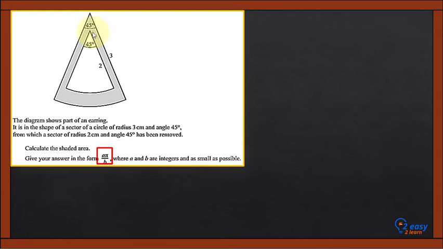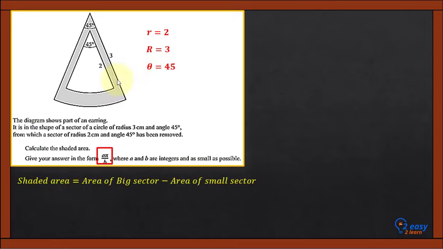Now extract information from this diagram. So small radius is 2. The big radius, capital R, is 3. Angle theta is 45 degree. And the shaded area is area of big sector minus area of small sector. So let's calculate these areas.